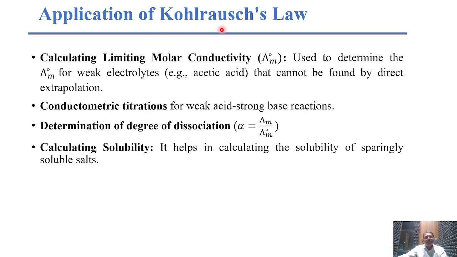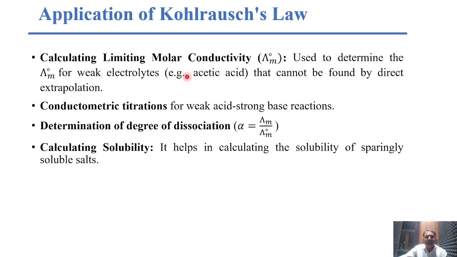What are the applications of this Kohlrausch law? We can calculate the limiting molar conductivity, that is lambda 0, used to determine the lambda 0 for weak electrolyte, that is for acetic acid, that cannot be found by direct extrapolation. So we have seen in the previous slide that for strong electrolyte we can extrapolate the graph and obtain this lambda 0 value at zero concentration, but for weak electrolyte like acetic acid we cannot extrapolate that graph.